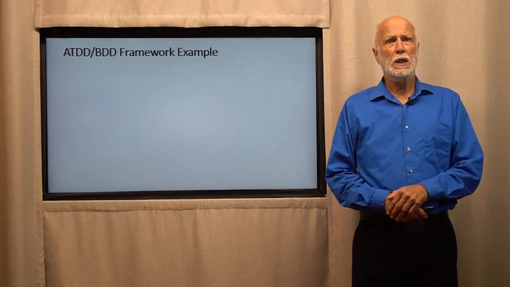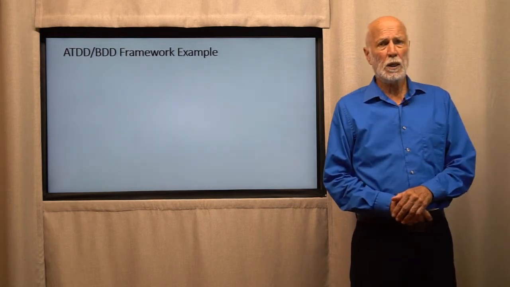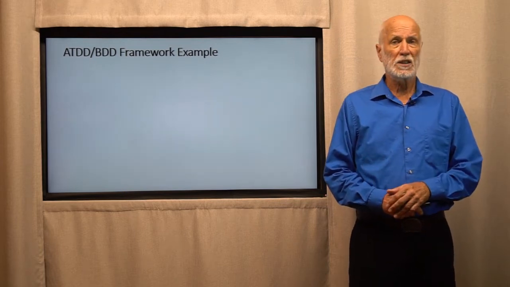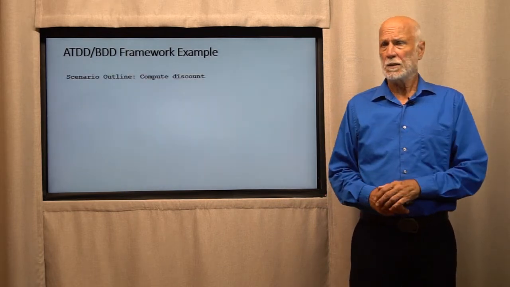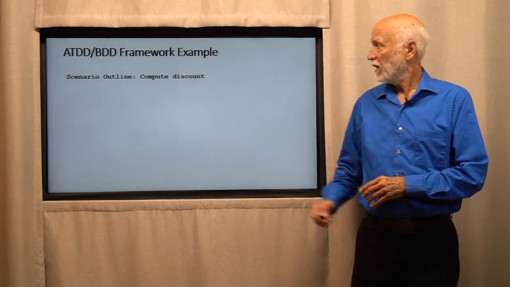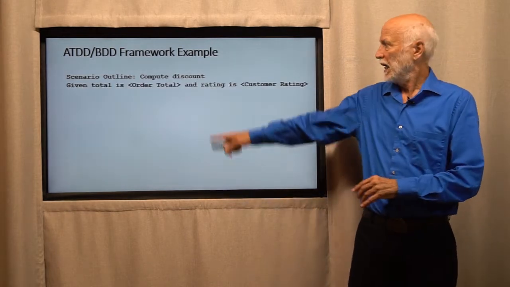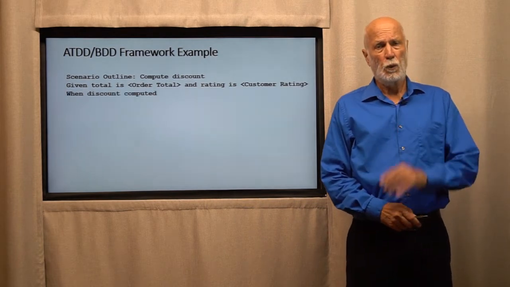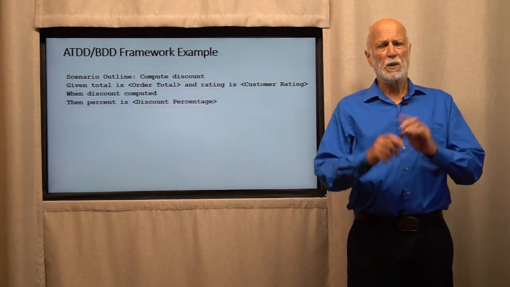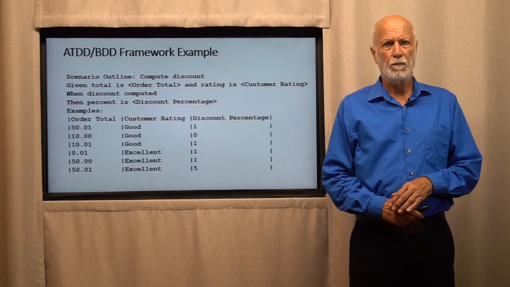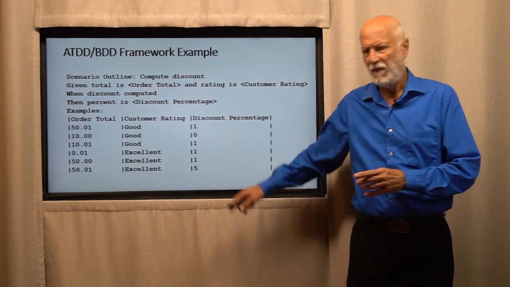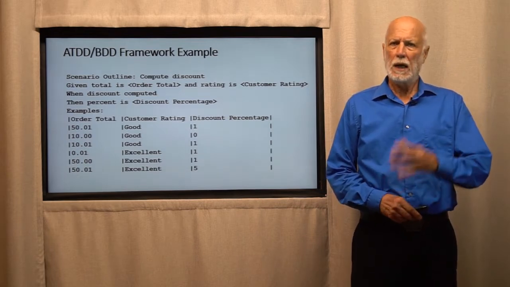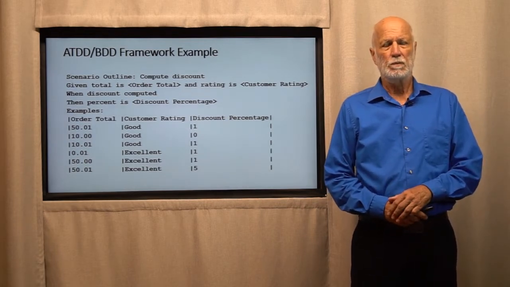Now we could use an ATDD BDD framework, such as Cucumber or SpecFlow, which uses what's called the Gherkin syntax, which looks like this. Here's a scenario outline for computing the discount. Given our total is order total and rating is customer rating. When the discount is computed, then the percent is discount percentage. And we have those examples. Now we have an automatable test against our implementation.